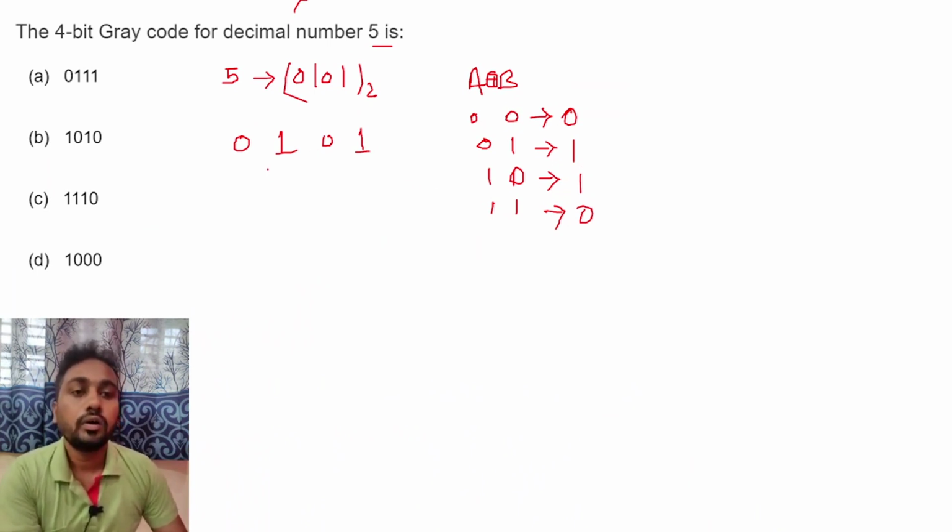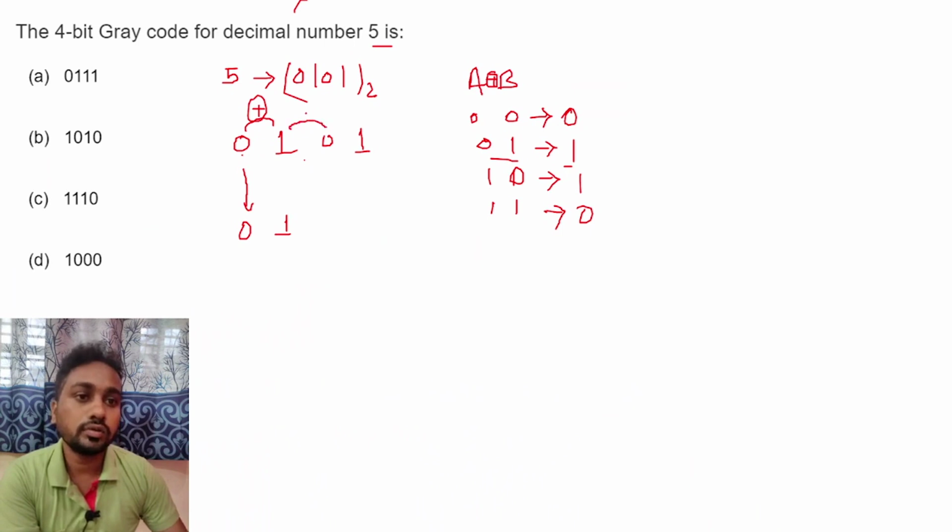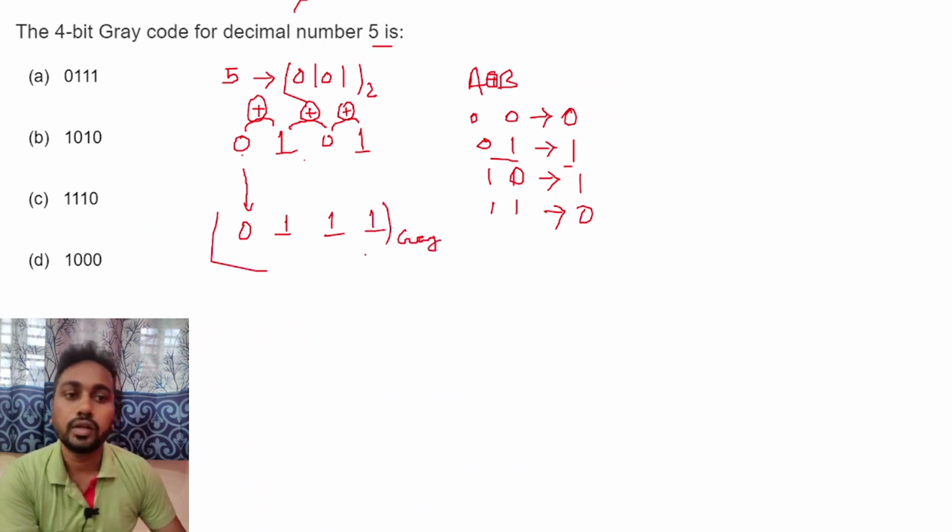Okay, now what is the process to convert this into a gray code? You take the MSB bit as it is, so 0 stays 0. Now take the next two bits and XOR them: 0 and 1 is 1. Again this 1 and this 0, XOR: 1 and 0 is 1. Again 0 and 1 is 1. So this is the gray conversion of the number 5.